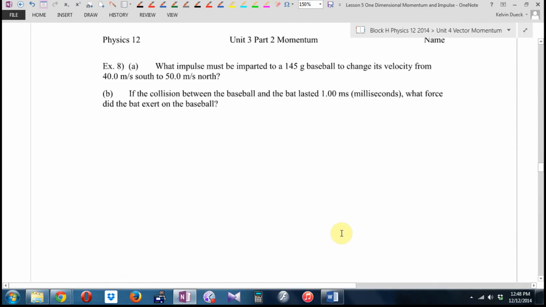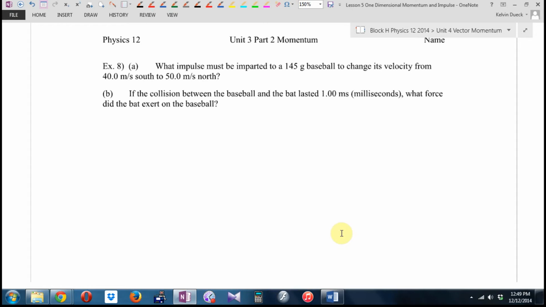Example 8. What impulse must be imparted to a 145-gram baseball to change its velocity from 40 meters per second south to 40 meters per second north? Now, it is true that hitting a baseball is a collision, but what's the second word this is asking me to find?